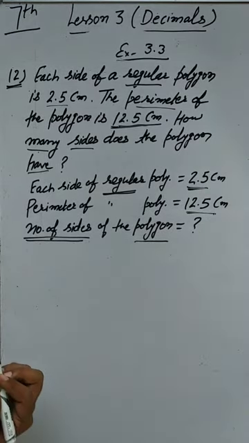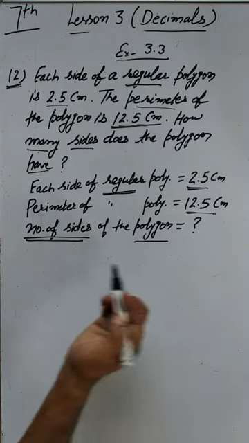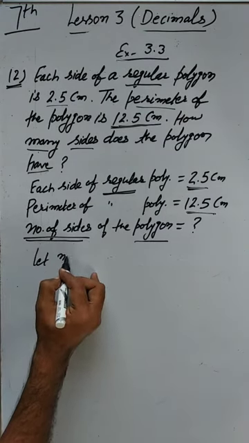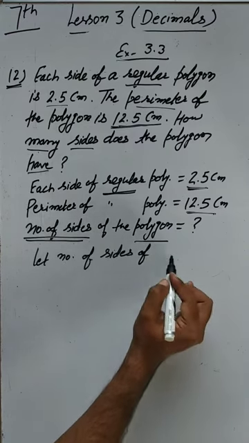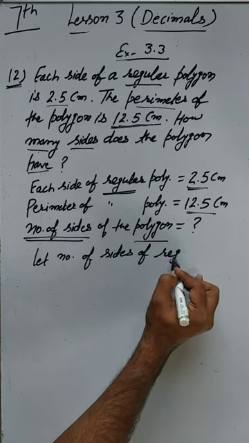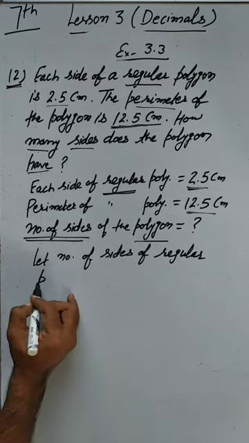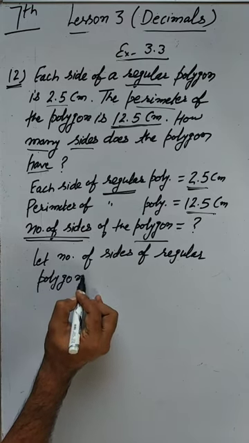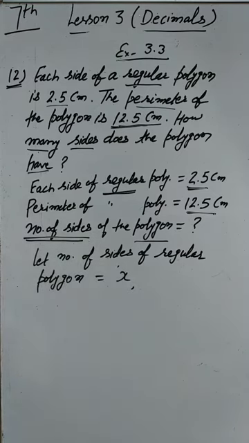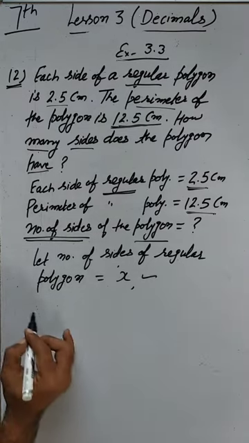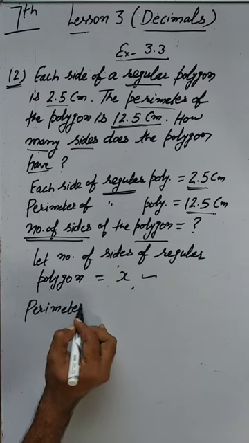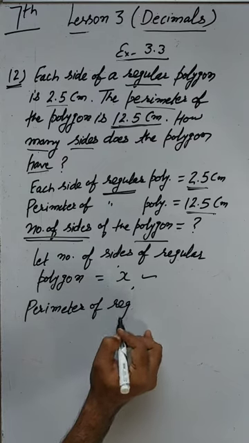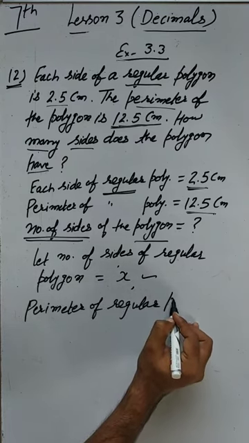Similarly here, beta, we are given a regular polygon whose every side is 2.5 centimeter and its perimeter is 12.5 centimeter. We want to find the number of sides. So let the number of sides of the regular polygon be equal to x. We have supposed the number of sides equal to x. Now beta, if the number of sides is x, then what will be the perimeter of the regular polygon?